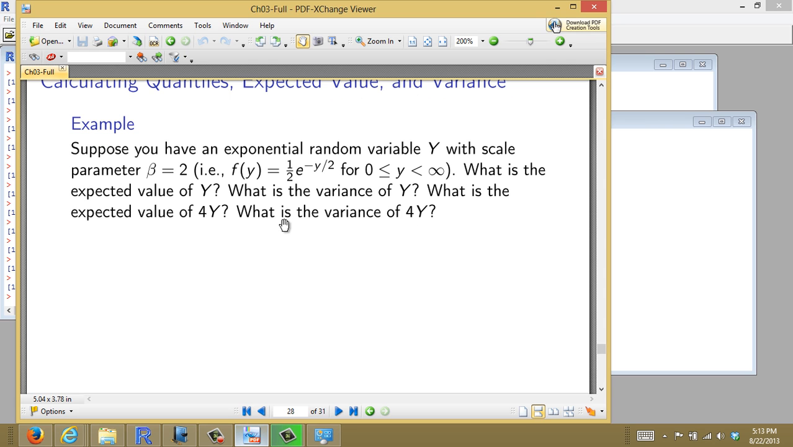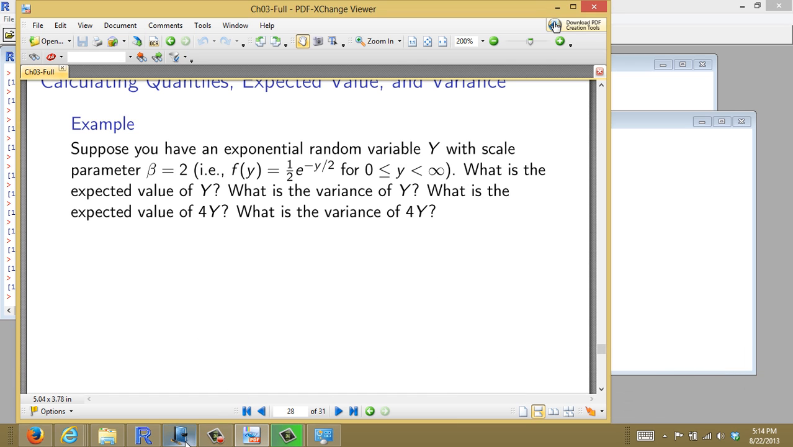So suppose you have an exponential random variable with scale parameter beta equal to 2. The first question is, what is the expected value of y? Then the next one is, what is the variance of y? And we also want to find what's the expected value of 4y, and what's the variance of 4y. So I want you guys to pause this lecture, and then in whatever way you want to, see if you can calculate the expected value of a random variable and the variance of a random variable, either using the definition or using some simpler mechanism.